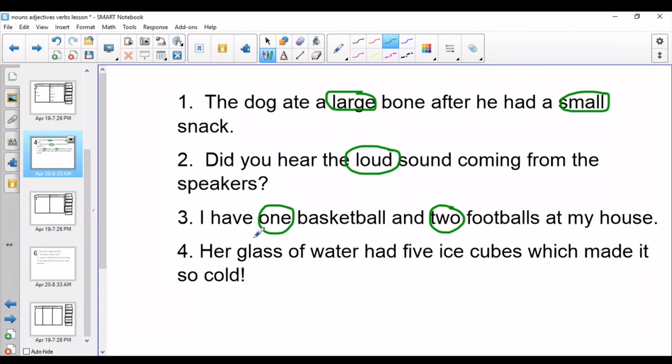The last sentence says, her glass of water had 5 ice cubes, which made it so cold. Which words are adjectives? The word 5 is an adjective. Just like in the sentence before, it is telling you how many ice cubes. The other word that is an adjective is the word cold. Cold is also an adjective. It is telling you how the water feels. Did you get all of those right? That was great practice. Good job, friends.